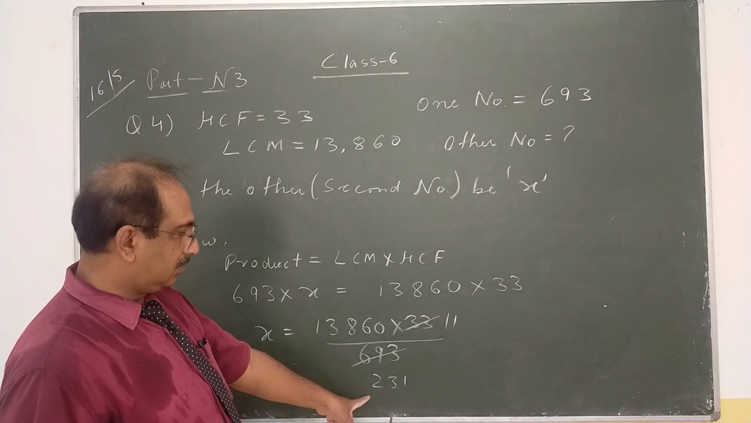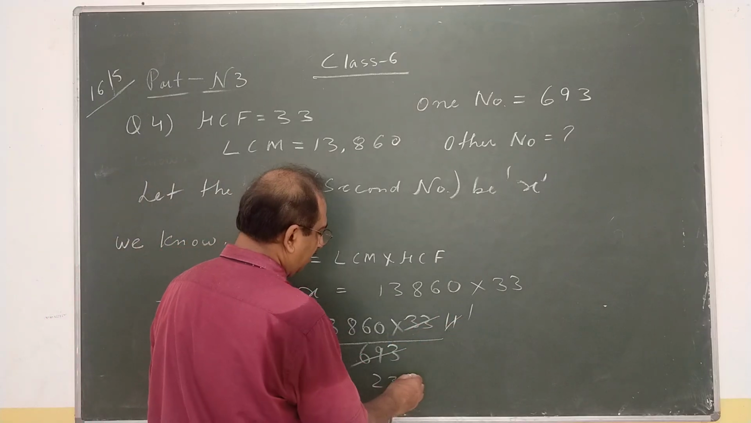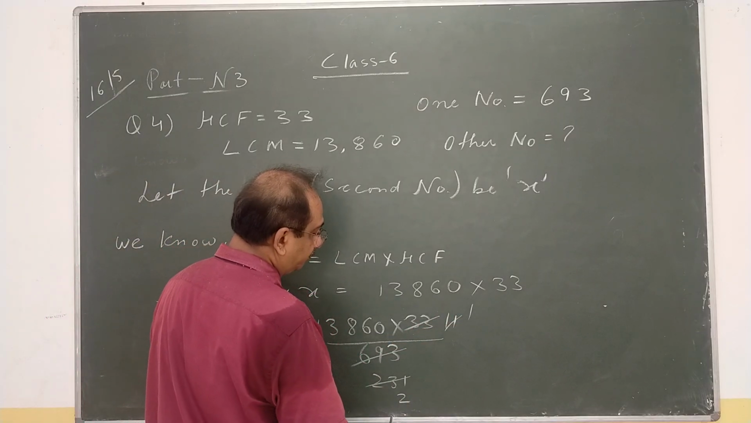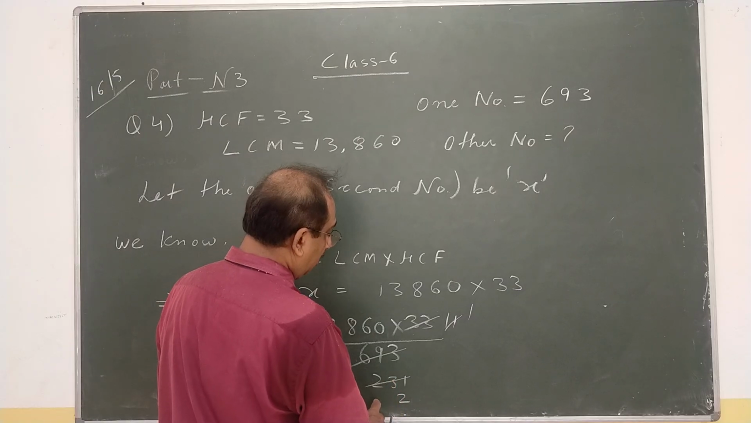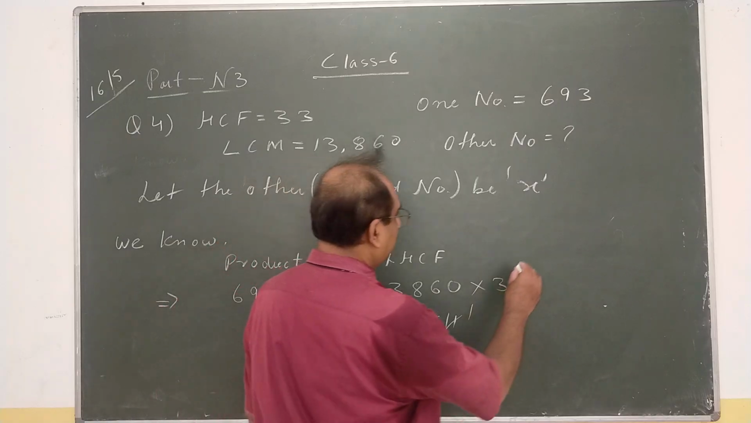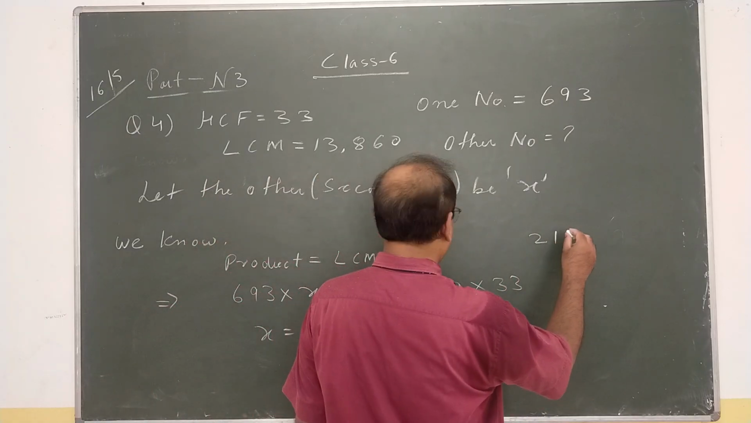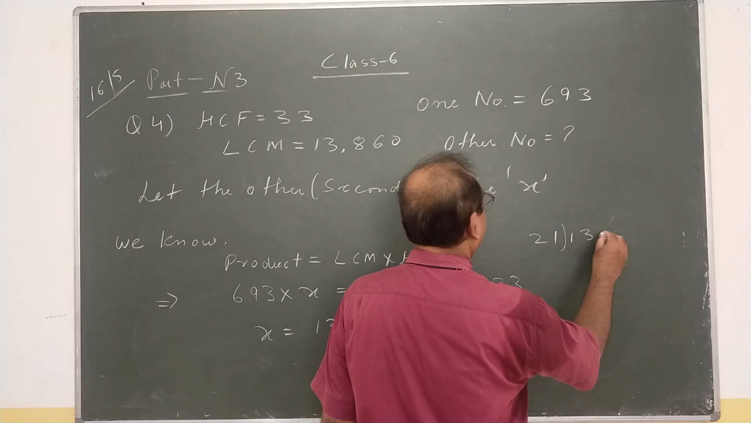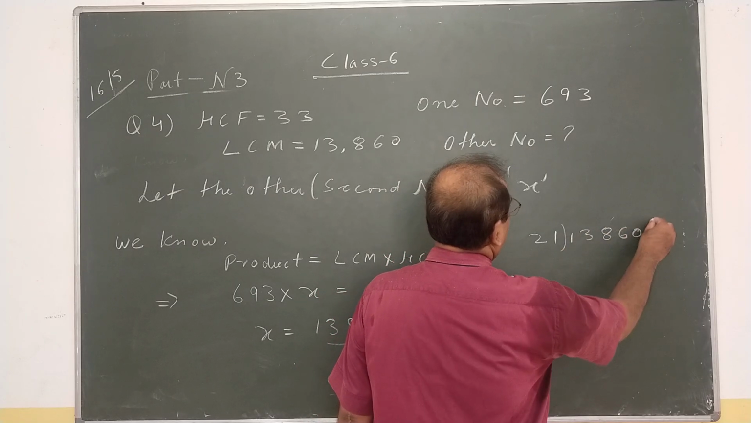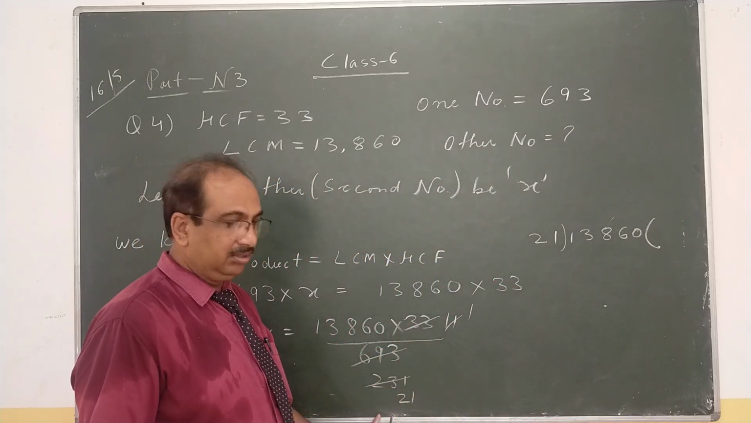Then this will go in the table of 11. You can see 11 ones are 11. 11 2s are 22. Okay, 1 left, 21. So this divides by 21. And finally this 2 we will see 13. 860 by 21. So this I have shown you by 3 then 11.